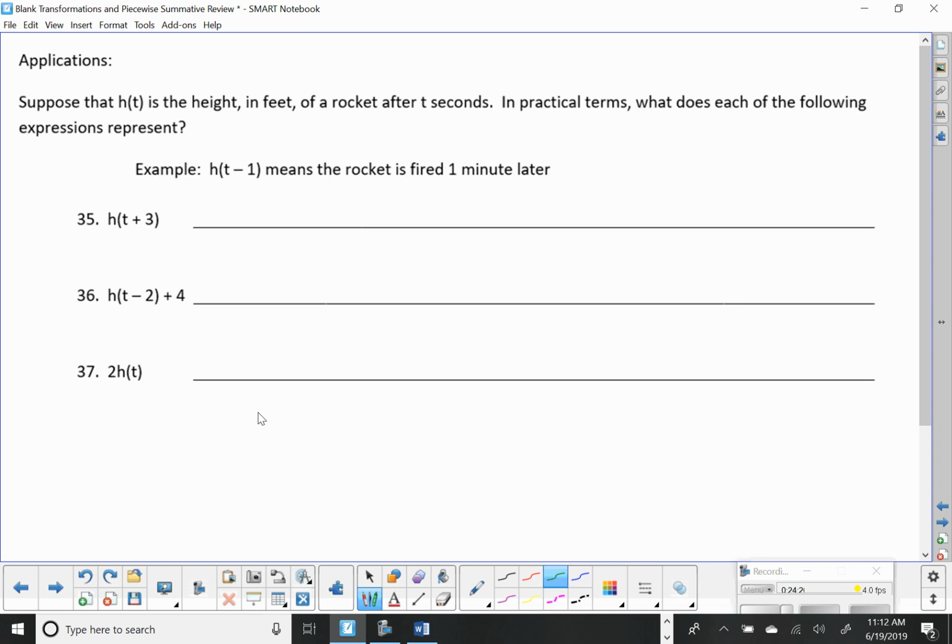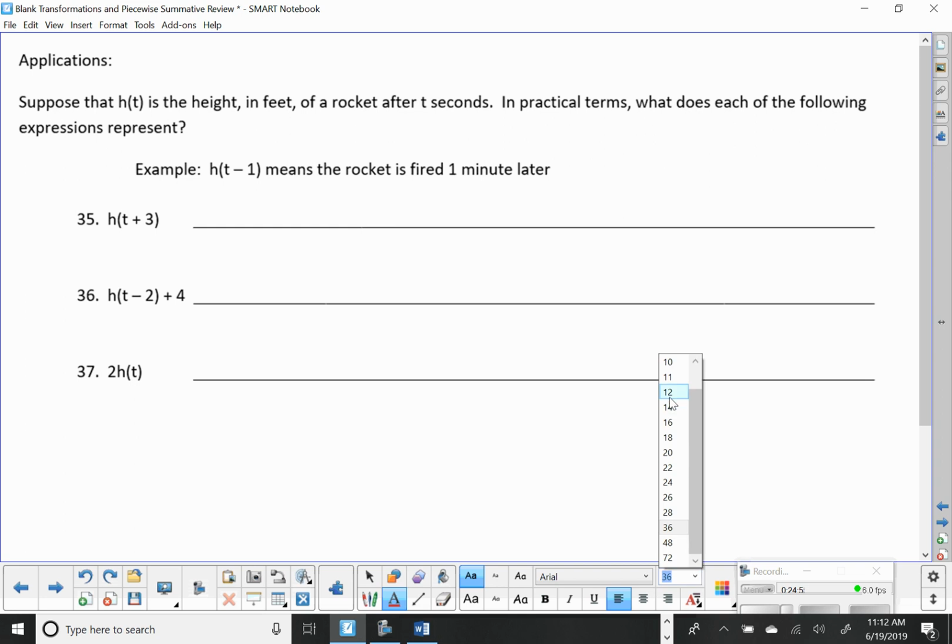Now, applications. Suppose that h of t is the height in feet of a rocket after t seconds. In practical terms, what does each of the following represent? In practical terms, an example, h of t minus 1 means the rocket is fired 1 minute later. Okay, so 1 minute later.